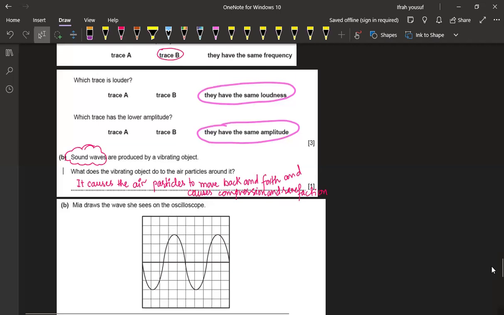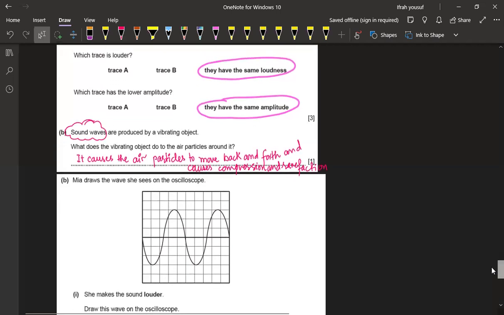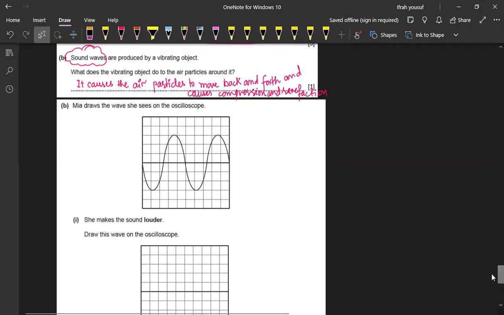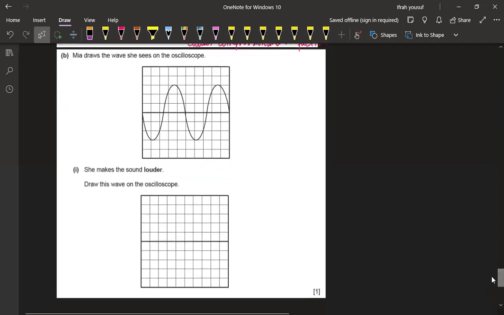Okay, so Maya draws the wave she sees on the oscilloscope. Again, the oscilloscope is used to observe the waveform. Now she makes the sound louder. Draw this wave on the oscilloscope. Here we have the empty space where we have to draw the louder sound. Louder means that the amplitude should be greater than this size. इस size से ज़्यादा होना चाहिए amplitude.